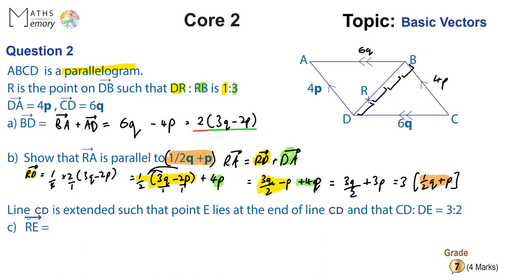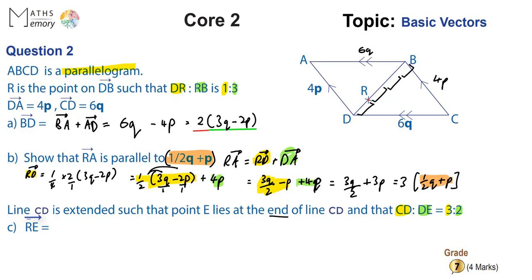Part C. Let's look at this question now. Line DC is extended such that point E lies at the end of line DC, and the ratio CD to DE is 3:2. So again, we're talking about a ratio over here. This part, CD, has 3 parts, and this one over here, DE, has 2 parts.